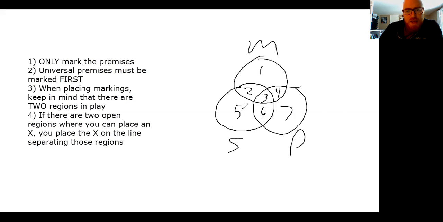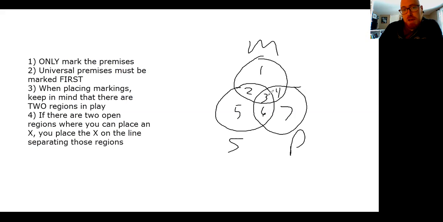So if all I have are some S are M and I place the X in region 2, I'm saying that it's an S and an M, but it's not a P. So I'm actually saying more than what's given to me in the premises. Likewise, if I put it in region 3, I'm saying it's S, M, and P. But if all I'm marking is there's at least one S which is an M, I don't know if it's a P or not a P.